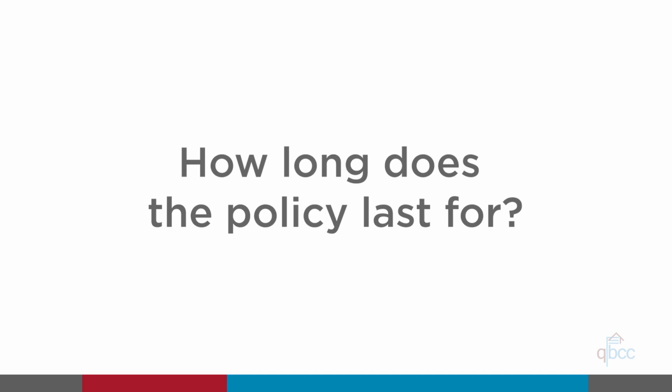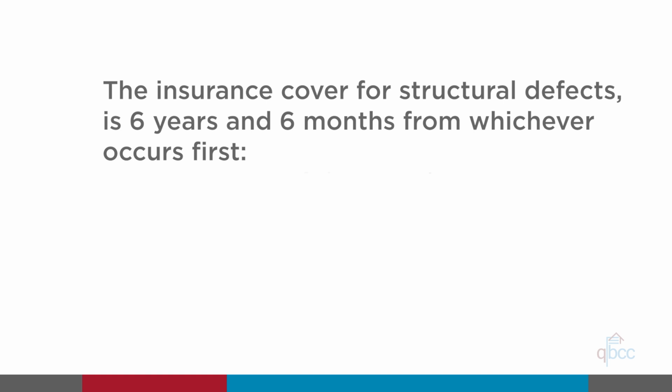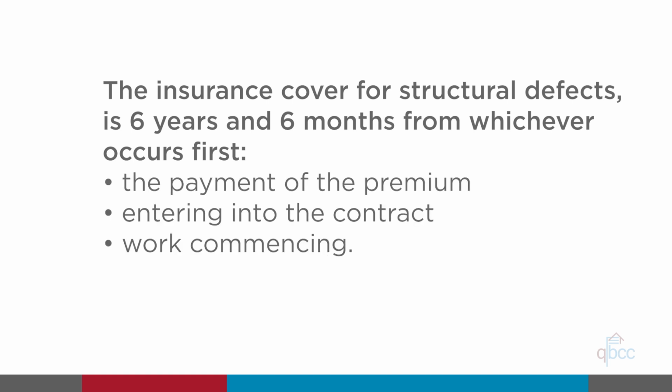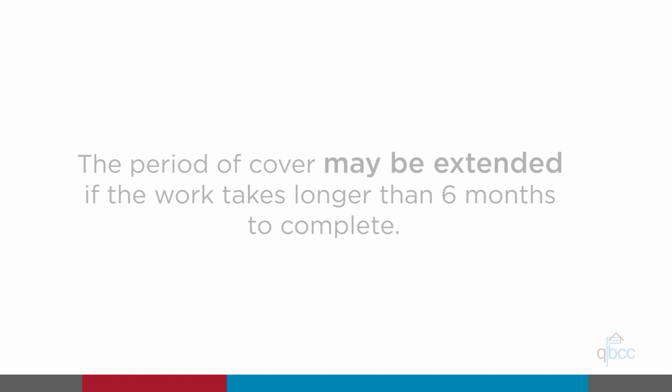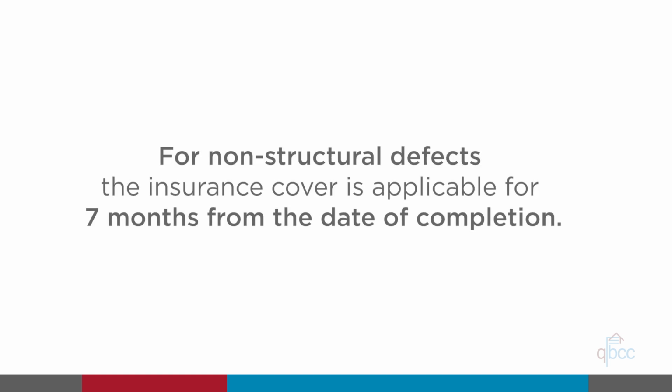How long does the policy last for? The insurance cover for structural defects is 6 years and 6 months from either the payment of the premium, entering into the contract, or work commencing, whichever occurs first. You should note the period of cover may be extended if the work takes longer than the 6 months to complete. For non-structural defects, the insurance cover is applicable for 7 months from the date of completion.